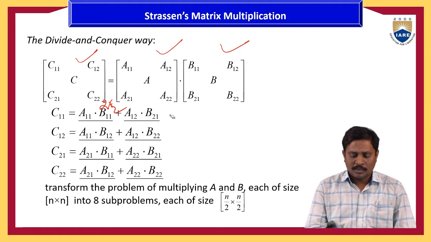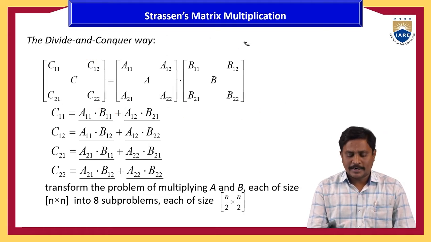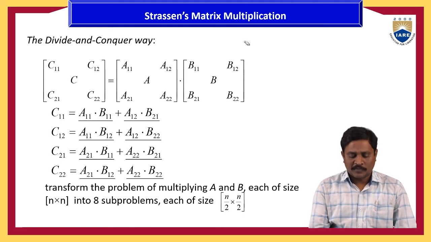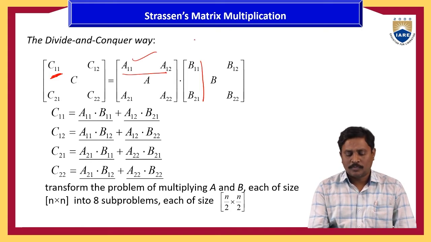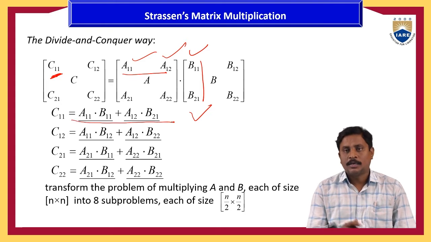Now here we observe how to multiply these two matrices. How do we get C11? The first row into the first column. C11 equal to A11 into B11 plus A12 into B21. C12 means first row into second column: A11 into B12 plus A12 into B22. This is the C12 value.